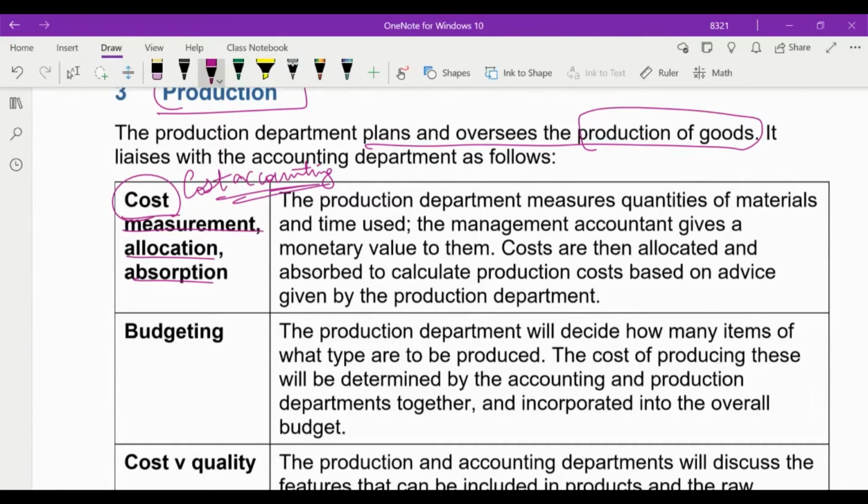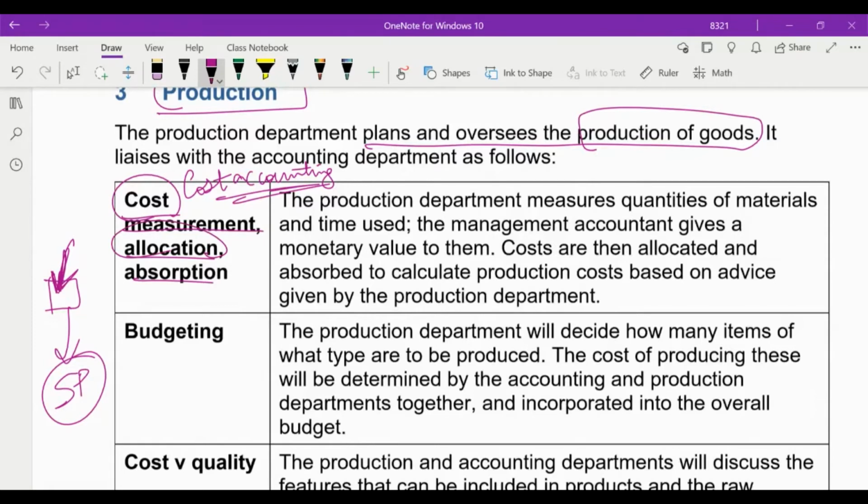So cost measurement means measuring the cost on maybe each product. How much cost is incurred for the production of this product? We need to calculate it so that we can judge a price at which we are selling it. To work out the selling price which is beneficial for the organization, it is very important to judge the cost which is incurred in producing 1 unit of a product, right? So cost measurement, allocation, and absorption.